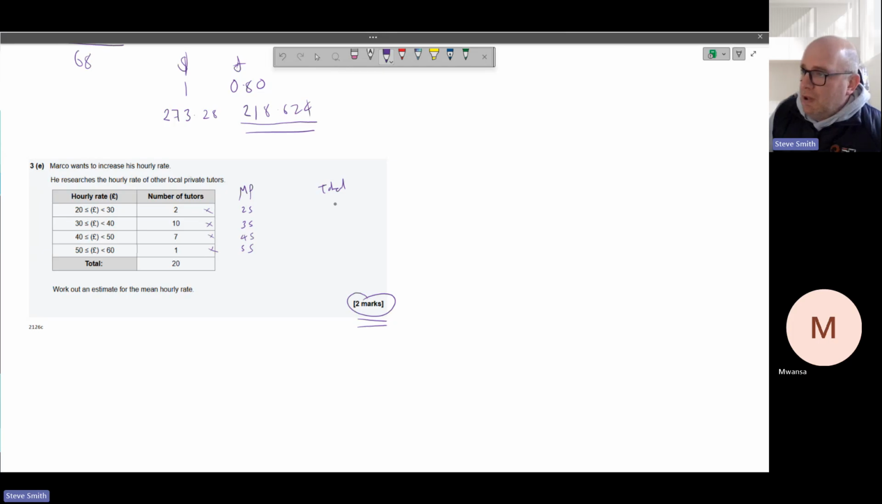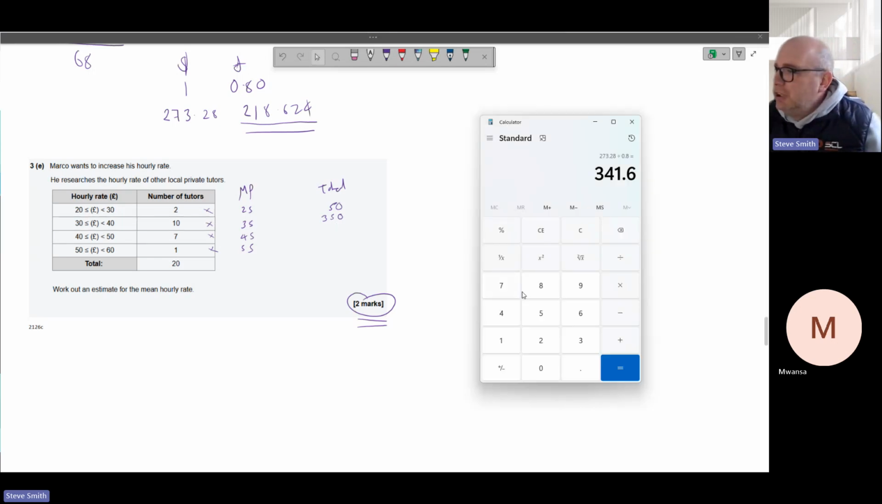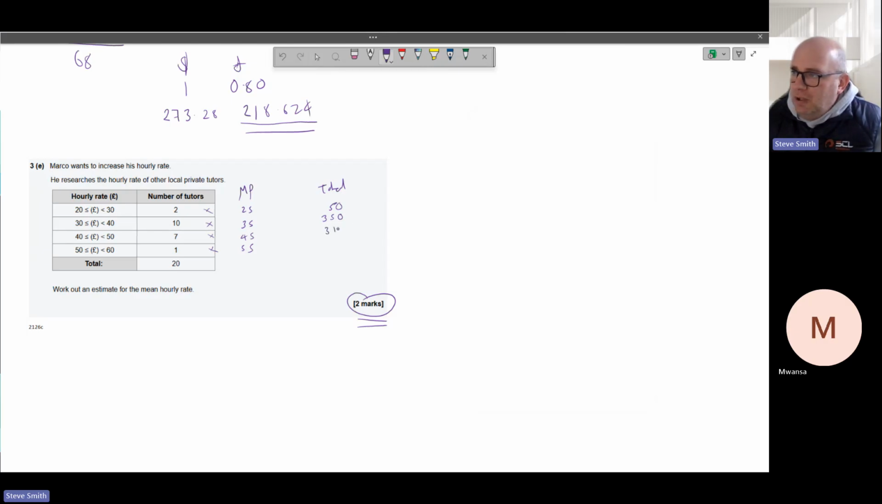2 times 25 is 50. 10 times 35 is 350. 7 times 45, 7 times 4 is 280. Add 7 times 5 is 35, so that's 315, but we'll double check. 45 times 7 equals 315, just in case. And it is a calculator paper, so that is allowed. And then 1 times 55.